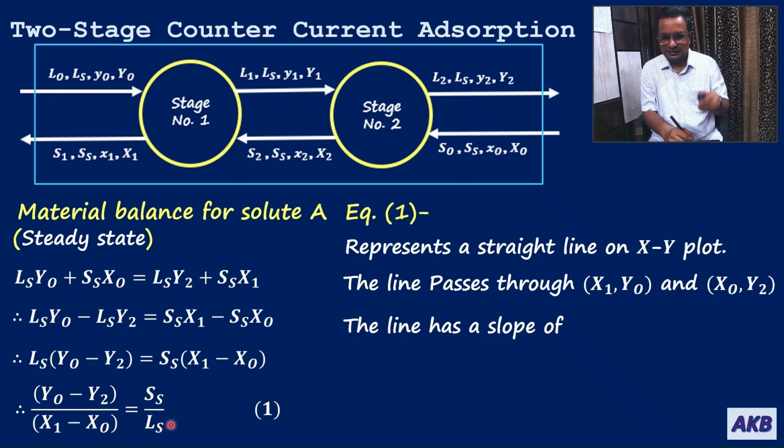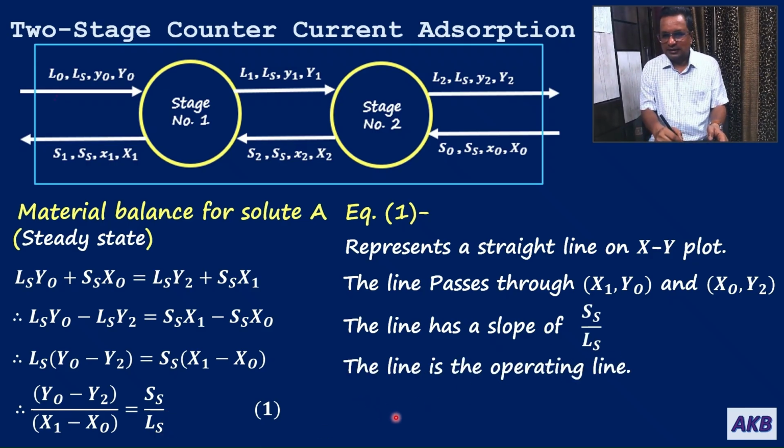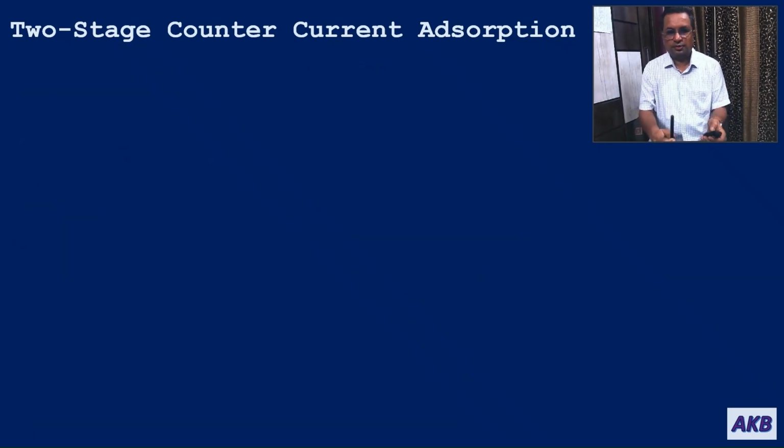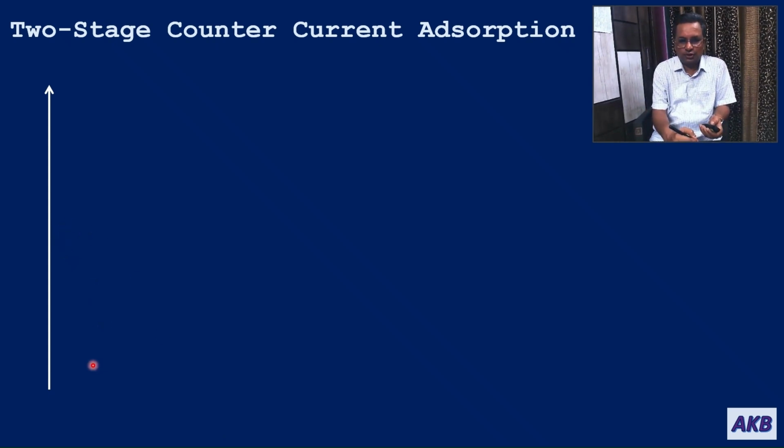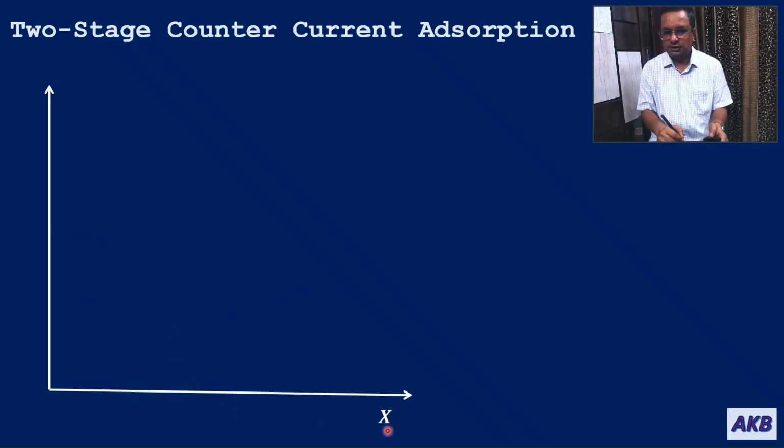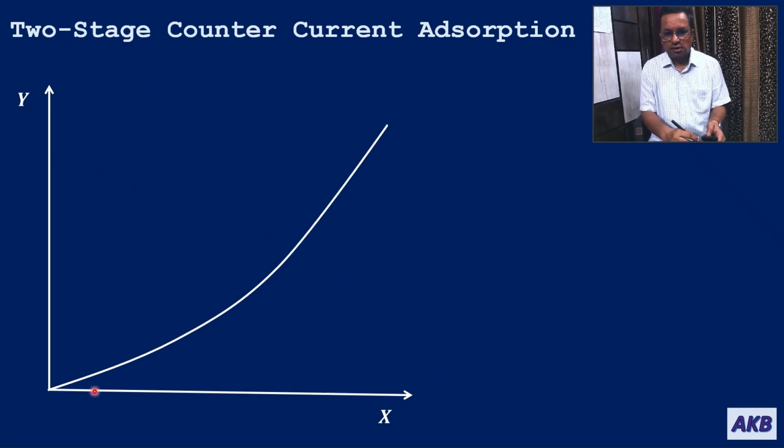I have discussed it. You please watch part number 18. So this line has a slope of Ss upon Ls, and this line is nothing but the operating line for the two-stage counter current adsorption operation. Once you have got the equation for the operating line, you can plot it on the equilibrium diagram. Here you are plotting capital X on the x-axis and capital Y on the y-axis, and when you plot the equilibrium values, you will get a curve, and that curve is the equilibrium curve.